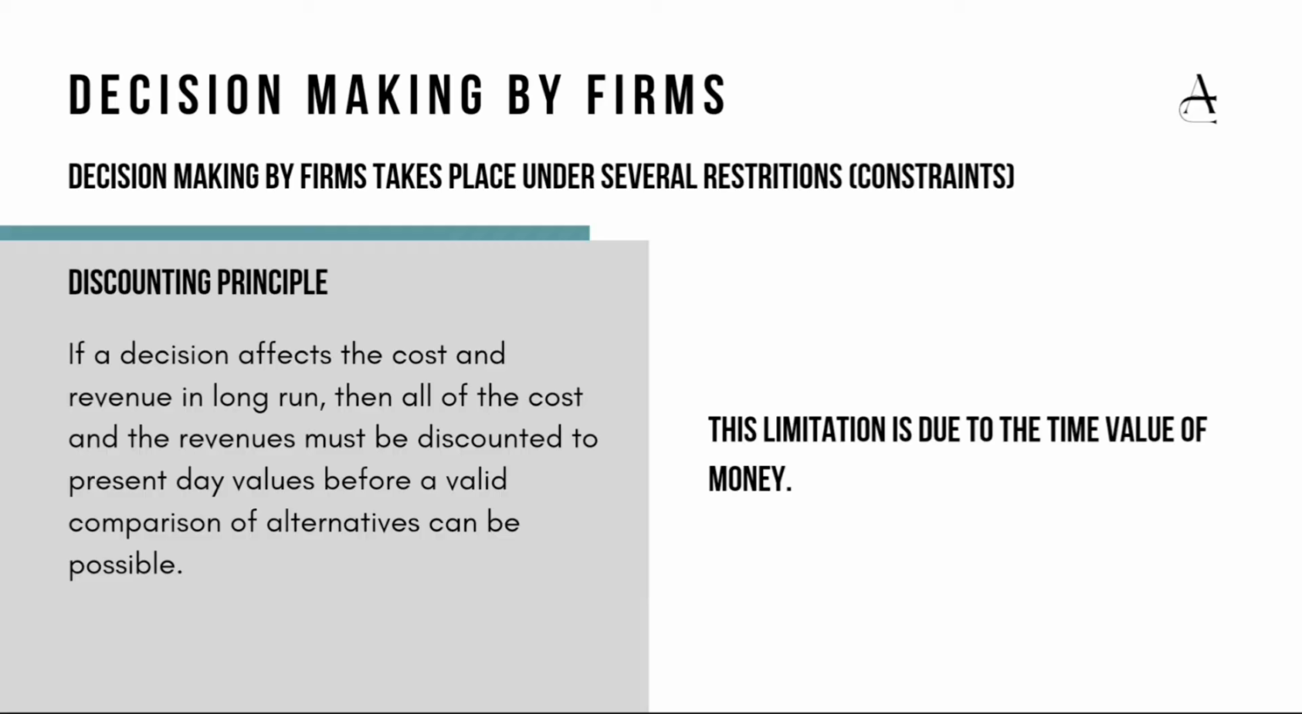If it affects the cost and the revenue in the long run, then all that cost and revenue must be discounted to the present day value, so that you will be able to do a valid comparison. For example, if today you are able to cut a cost of 1,000 rupees, and after 5 years also you are able to cut a cost of only 1,000 rupees, then think about it: according to the time value of money, 1,000 rupees today is worth much more than 1,000 rupees after 5 years, right? So we'll have to rethink our decision perhaps, or think more on it.